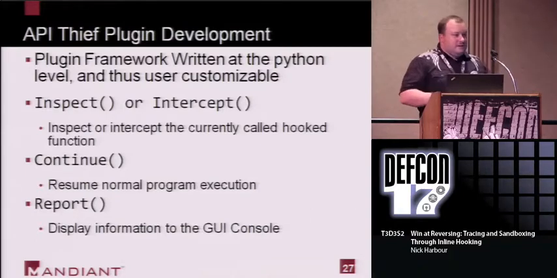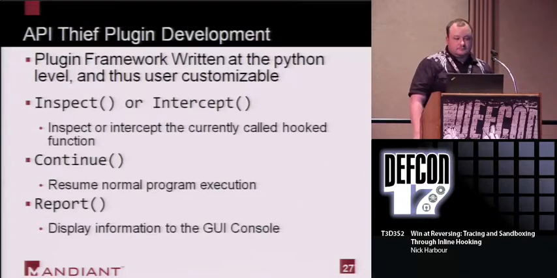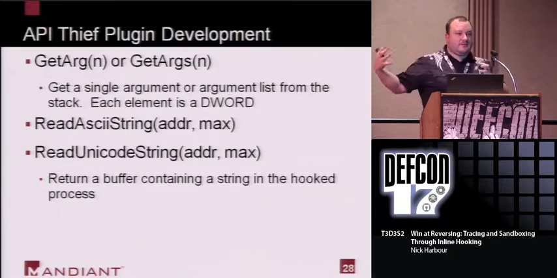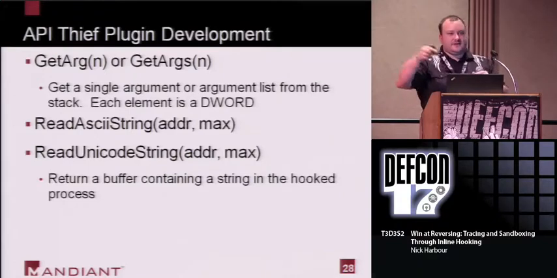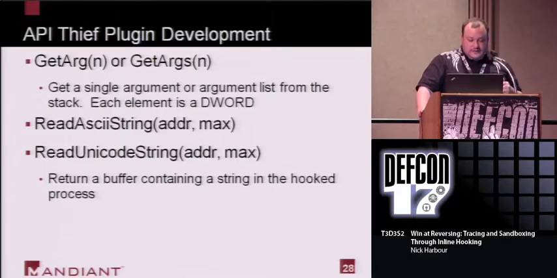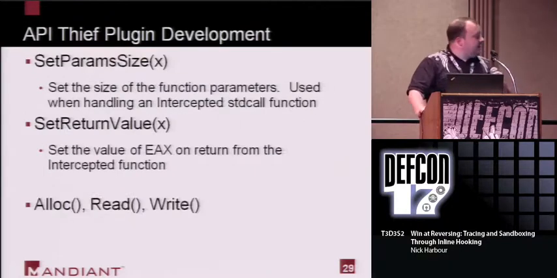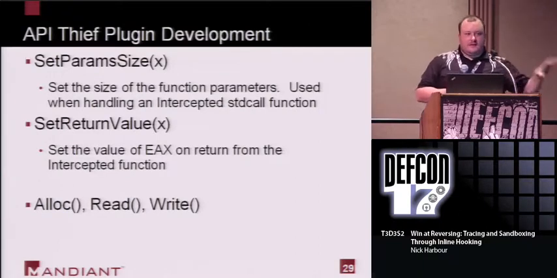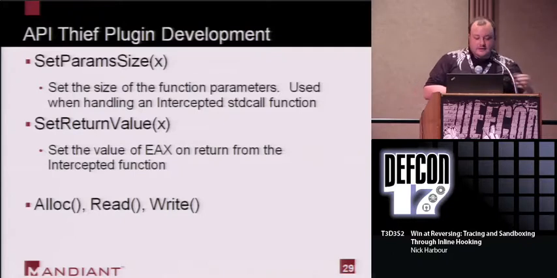Report is how we get information to the GUI console. You'll see a nice little scrolling window of messages coming out, and that's how you send a message. I have some wrappers here called getArg and getArgs. In Python, this will return either a single argument or an array of arguments to the function, and it's just going to return the DWORDs on the stack. So if a DWORD actually points to a string, you'll have to do some other things to actually go out and get that string. I have wrappers for read ASCII and read Unicode string. Set return value. And last but not least, alloc, read and write. So we can allocate memory in the other process, read and write memory. These just call the Win32 functions behind them, so no big secret there.